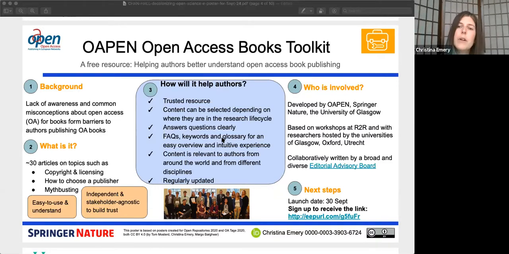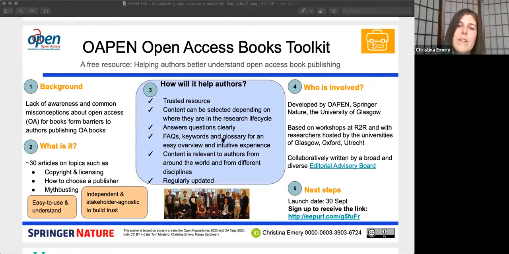Discussions in the workshop concluded that a trusted single resource was needed to tackle the lack of awareness and understanding amongst authors about open access book publishing, as well as common misconceptions about licensing and quality, all of which form barriers in the transition to OA books. So by having all of this information in one place, we felt it would help lighten the burden for authors who might be trawling through different websites to find the information that they need.